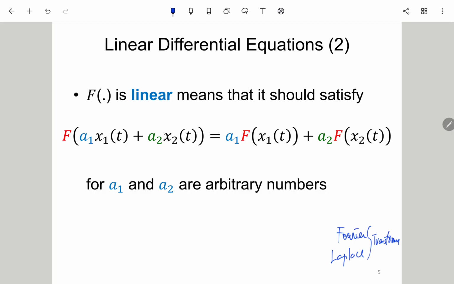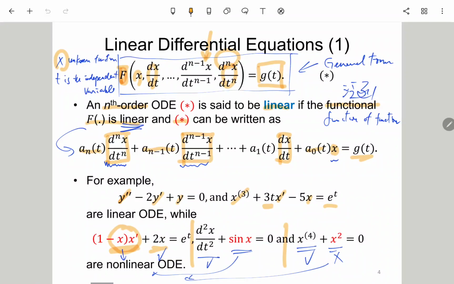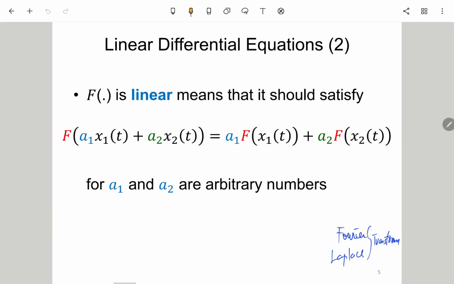In the previous case I just mentioned, it just tells you that the ODE is linear if the functional is linear. So what does it mean for the functional to be linear? Here it says, if the functional f, or capital F, is linear, it means that it should satisfy this property.